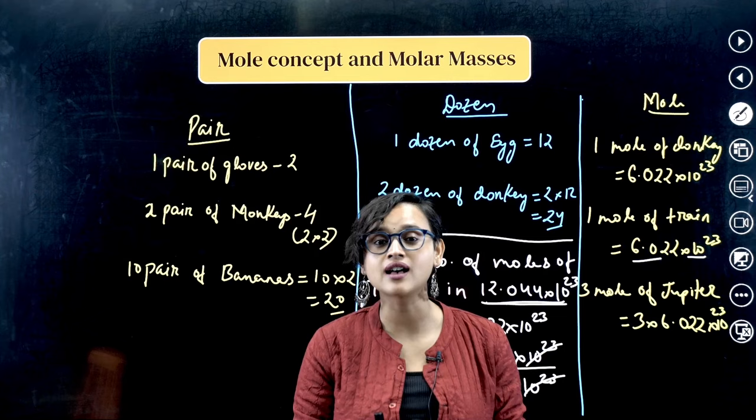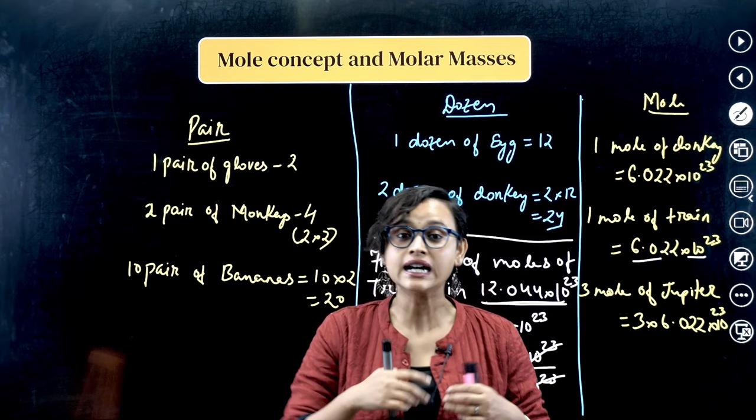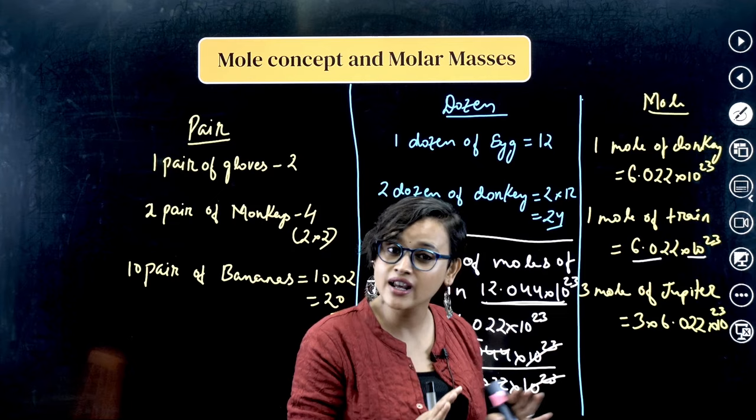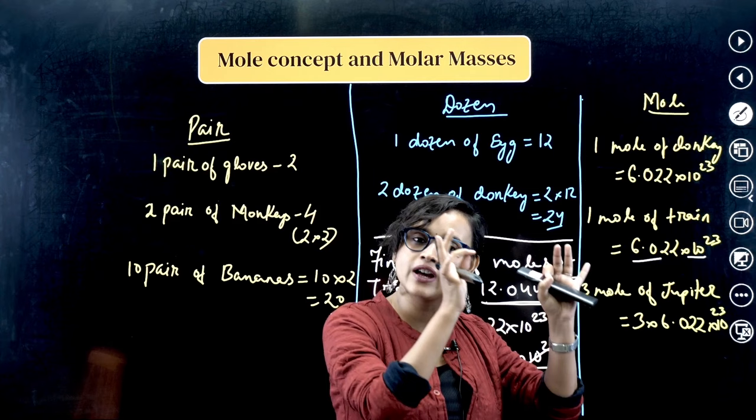Now if you are asked to calculate the number of moles of atoms, you will be able to calculate. Number of moles of iron, you will be able to calculate. Calculate number of moles of molecules, you will be able to calculate. Just like how you calculated moles of donkey, monkey, train, exactly the same way you have to calculate for atoms, ions and molecules.